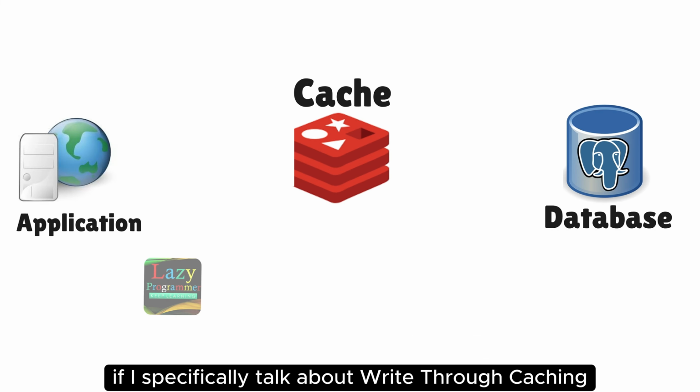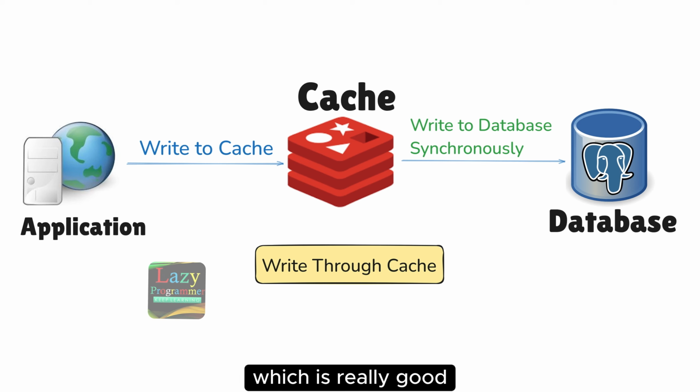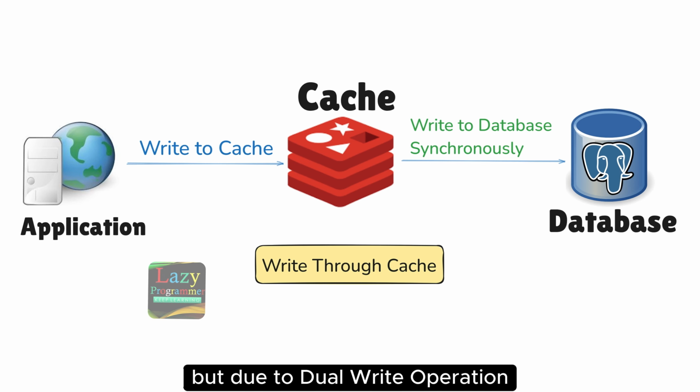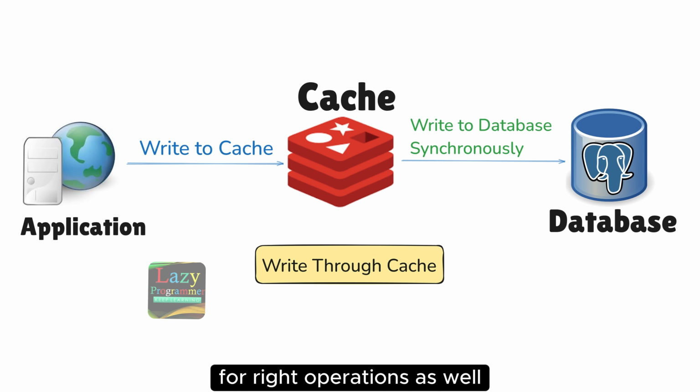If I specifically talk about write-through caching, we know for every read operation we will be able to find the data in cache, which is really good for reducing the latency of read operations. But due to dual write operation, the write latency is increased significantly. So how can we improve this approach for write operations as well?